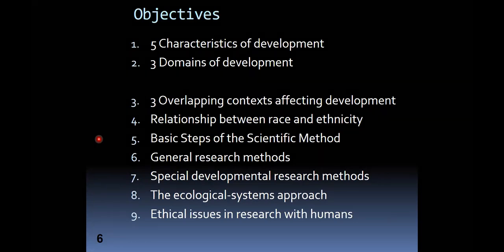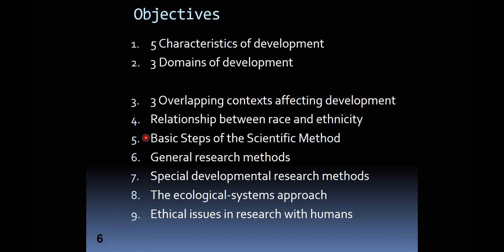We'll be looking at 5 characteristics of development. We'll also be looking at 3 domains in which development takes place. We'll look at 3 overlapping contexts that affect development. We'll look at a relationship between concepts of race, ethnicity, and culture. Should be culture in there also.